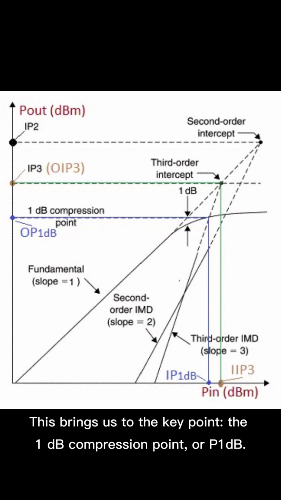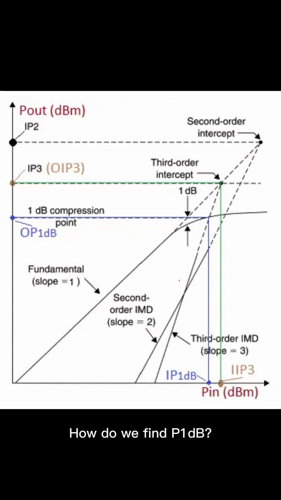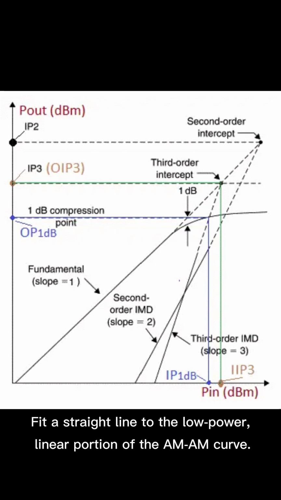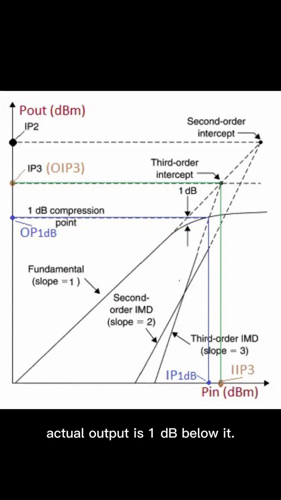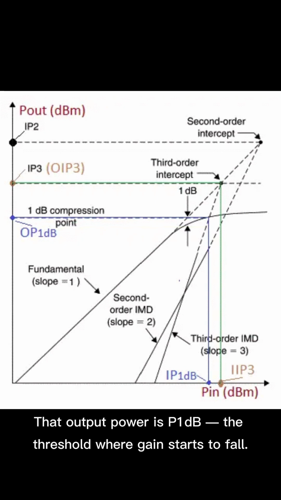This brings us to the key point, the 1 decibel compression point, or P1dB. How do we find P1dB? Fit a straight line to the low power, linear portion of the AM-AM curve. Follow that line upward and locate the point where the actual output is 1 decibel below it. That output power is P1dB, the threshold where gain starts to fall.